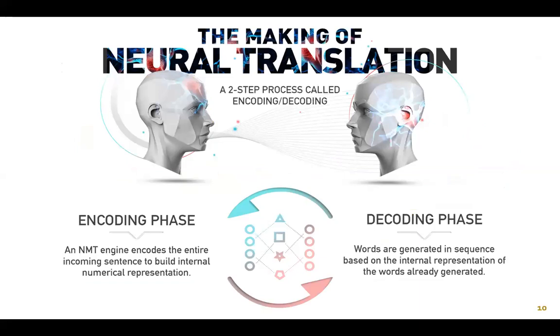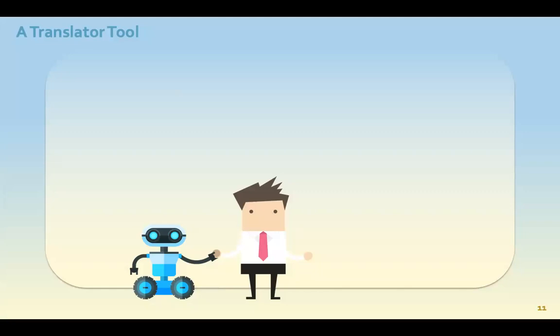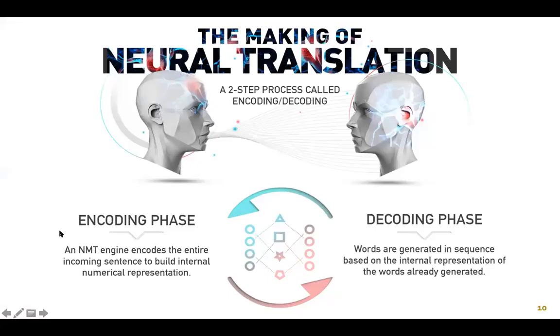So in this next slide, we're talking about the making of neural translation. So there's two phases, the encoding phase and the decoding phase. During the encoding phase, the input is analyzed and a complex vector is created. The vectors are the numerical representation that we talked about before in the earlier slides. During the decoding phase, a complete transfer process takes place where output is generated.